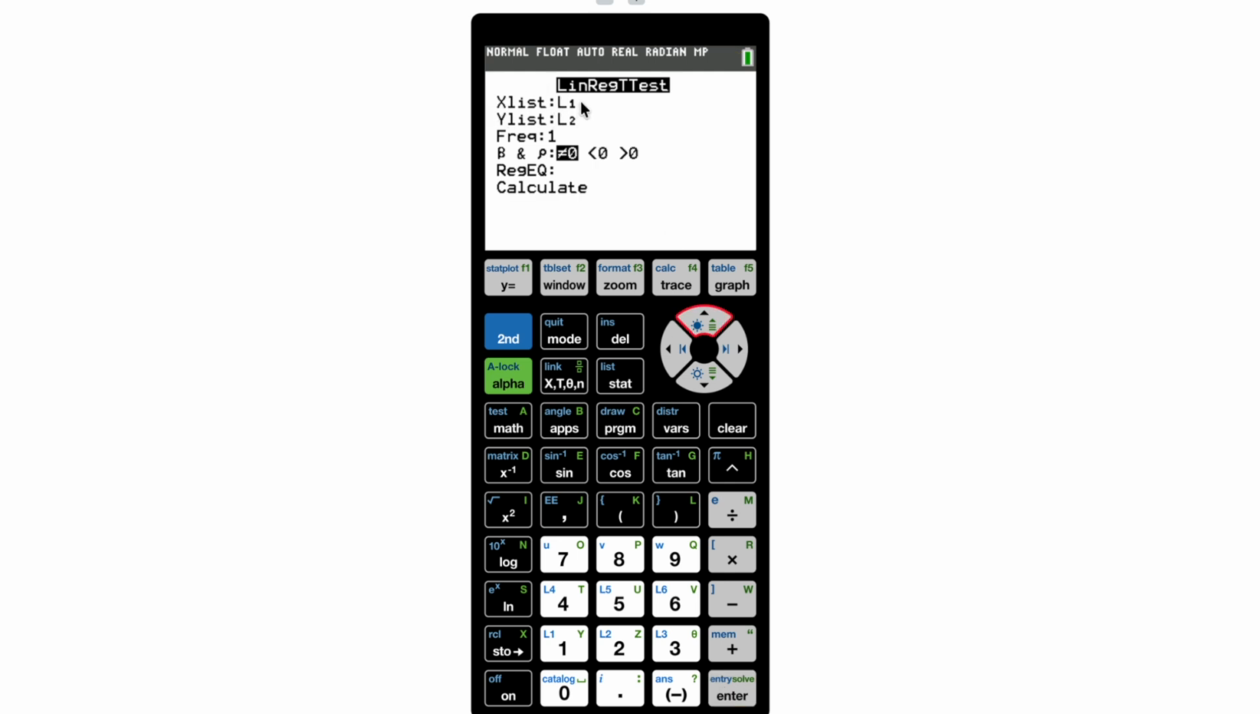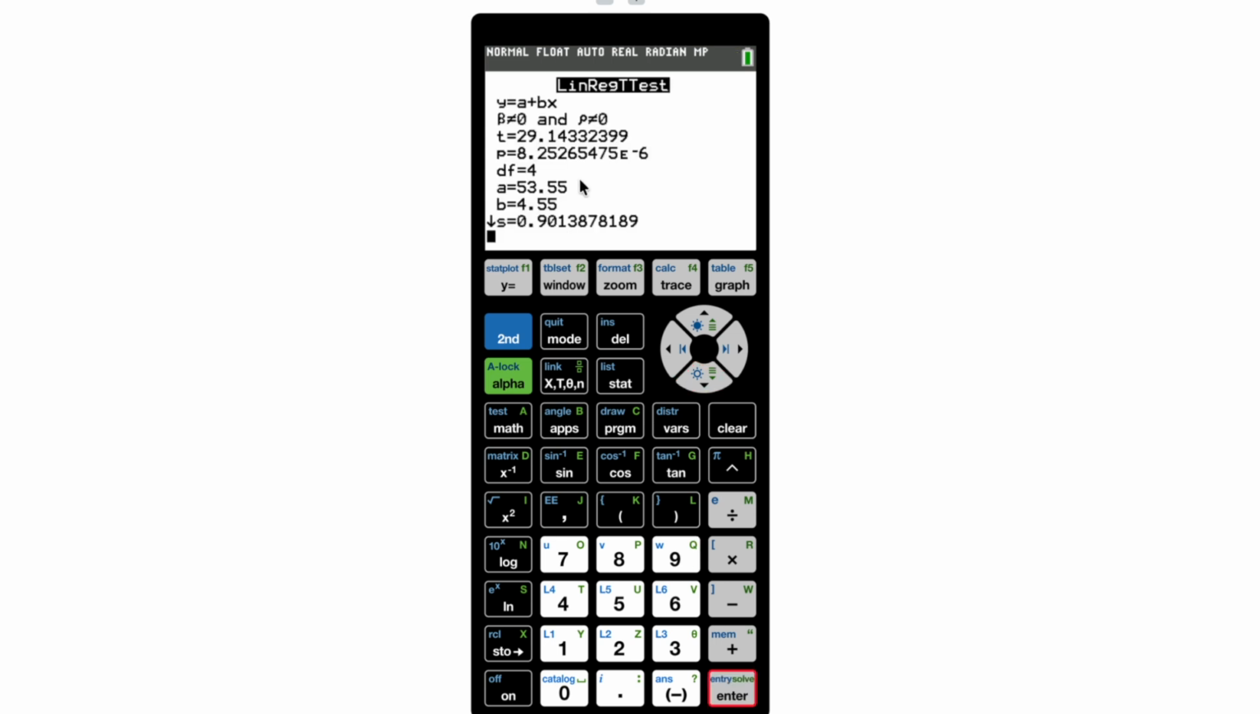For X list, enter L1 because I store my X values in L1. For Y list, enter L2 because I store my Y values in L2. Again, if you store your values in different lists, make sure you replace it. Leave frequency as 1. For the alternative hypothesis, select not equal to. Highlight Calculate and press Enter.